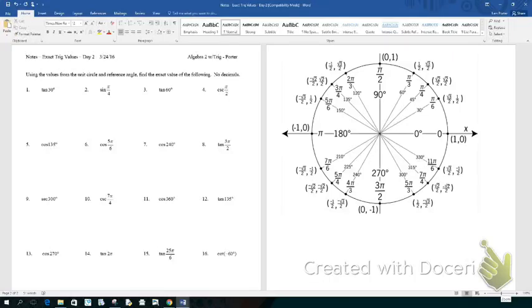Alright, today we're going to again expand on what we did yesterday. It's the same content. We're looking for exact trigonometric values. Okay, so we're not simplifying, we're not rounding. Again, you'll see in all the instructions, no decimals. We are looking for the exact value.